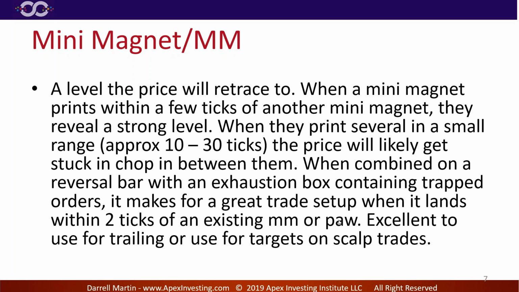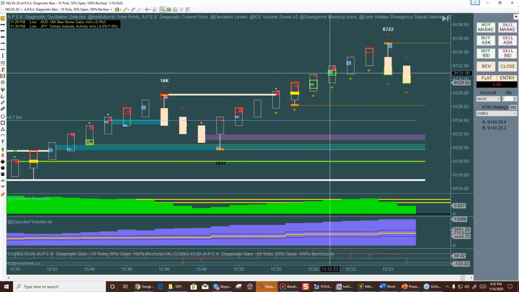Now, if you combine a mini magnet within 2 ticks of another mini magnet or paw and the trapped Xbox, that makes for one of the best trades. A mini magnet on top of a mini magnet, or a mini magnet on top of a paw within 2 ticks, okay? With a trapped Xbox on a reversal bar is one of the best trades that exist. And it's very simple. It's very duplicatable. We call that an enhanced trade.